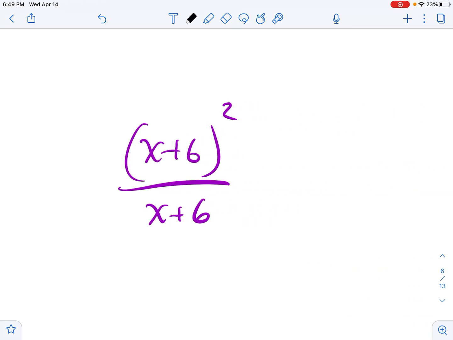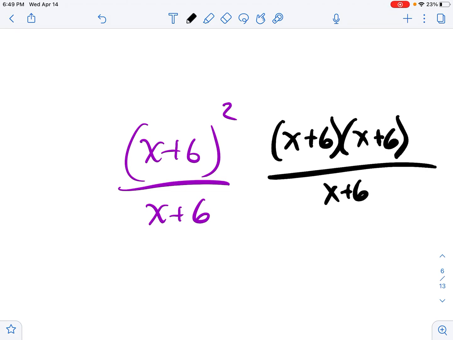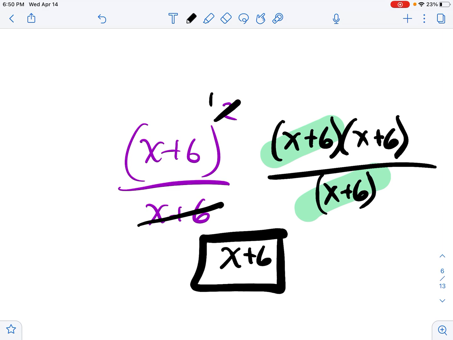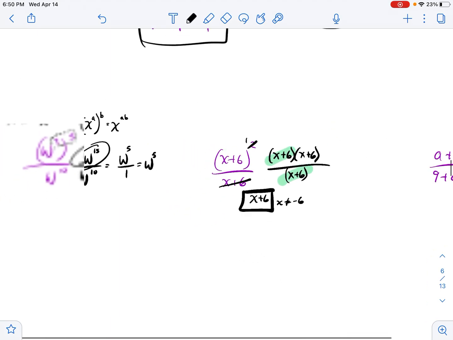All right, looking at this, x plus 6 squared over x plus 6. So another way to think of this is writing it all out. It's just like some bigger chunks, so I'm going to cancel and cancel. Or I could cancel this one and then take this away and put 1. Either way, my simplified value is x plus 6. Now I would want to mention that the restriction is x cannot equal negative 6.